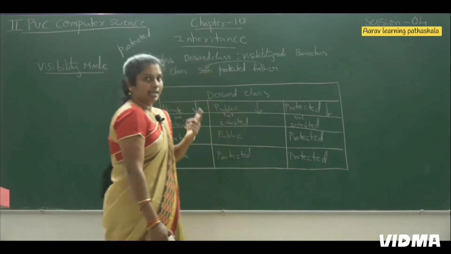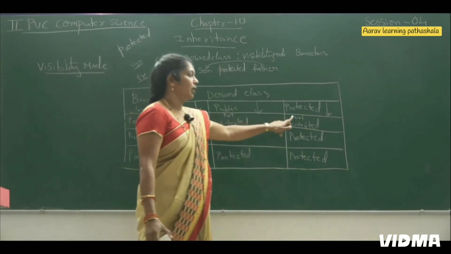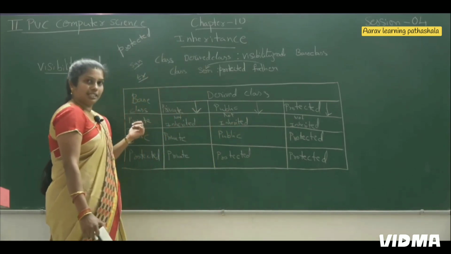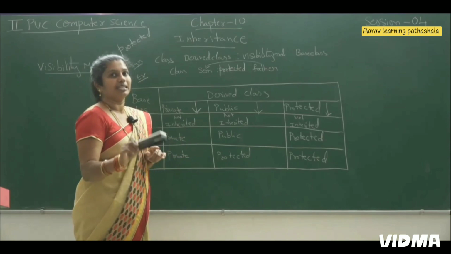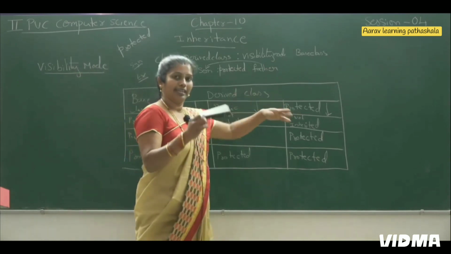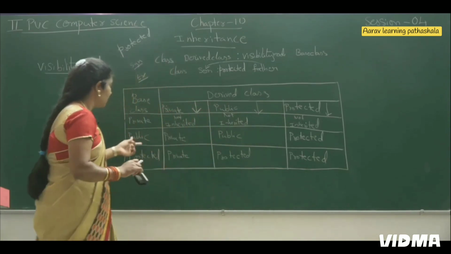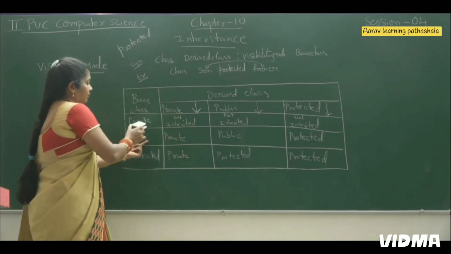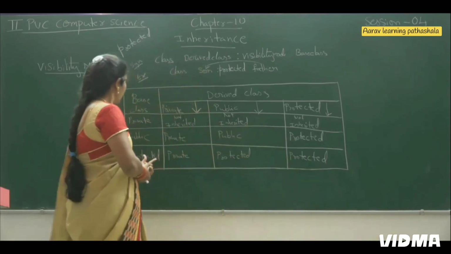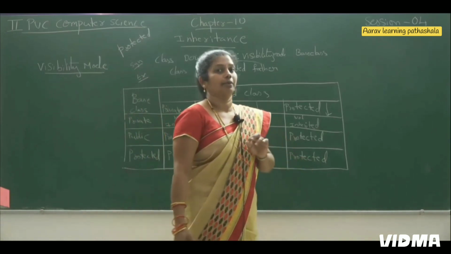Next one, the protected case. Especially in protected visibility mode, if the base class members are private, then they cannot be inherited in the derived class. It means that if the base class member is private, it cannot be inherited in the derived class. If we give private in the base class, then whether the visibility mode is private or public or protected, in any case the data cannot be inherited. It cannot be accessed. If the base class members are public, then in the derived class they become protected. If the base class members are protected, in the derived class also they are protected.